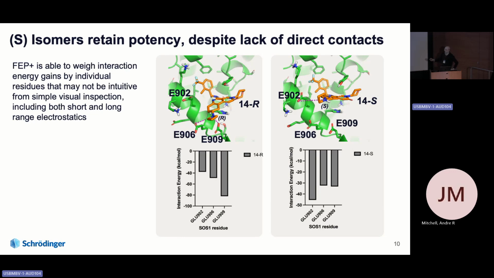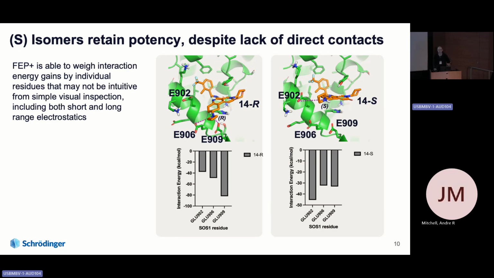So for the R isomers, it's consistent with our mental model, which is that the gains in affinity are driven primarily by the interaction with 909 and 906 to some extent. But for the S isomer, the picture changes a little bit. Here, 906 and 909 are not as important, and it's really now the interaction with 902 over here that's driving the affinity gain.